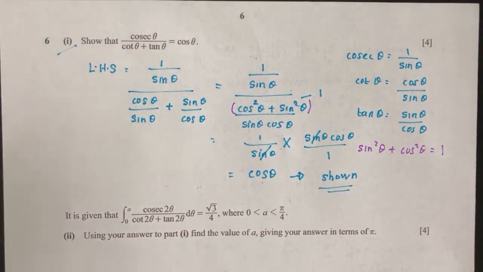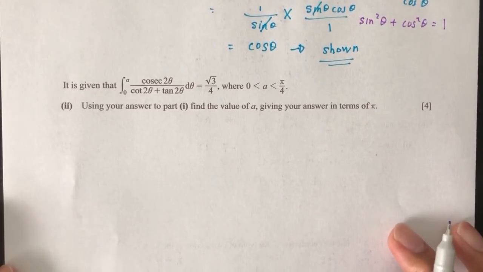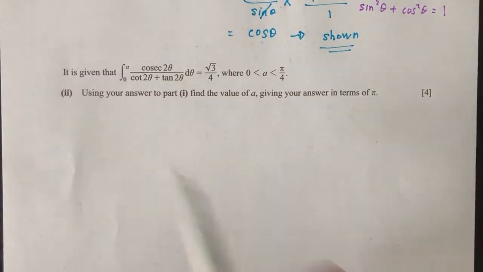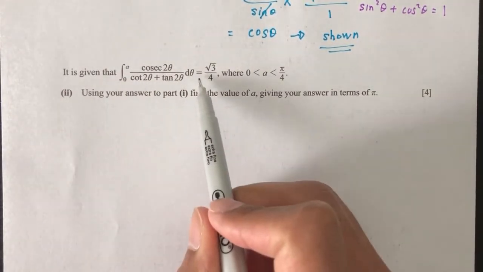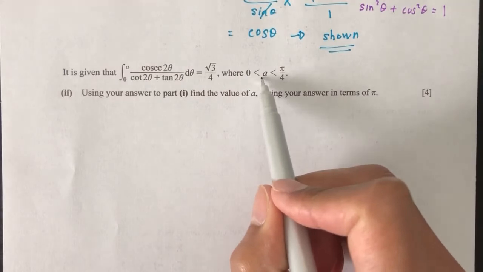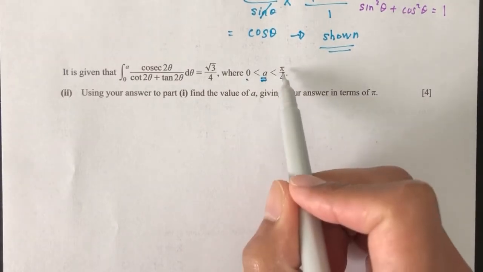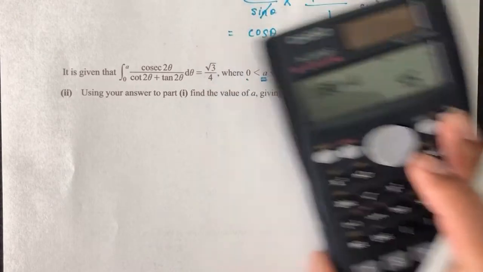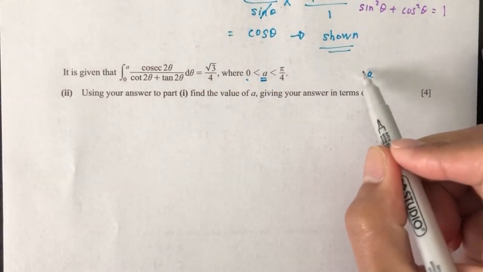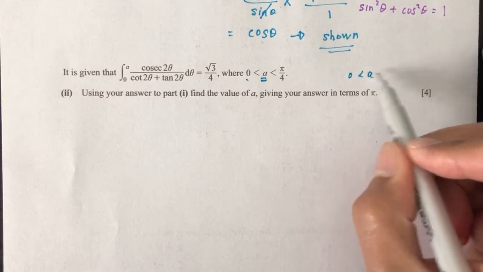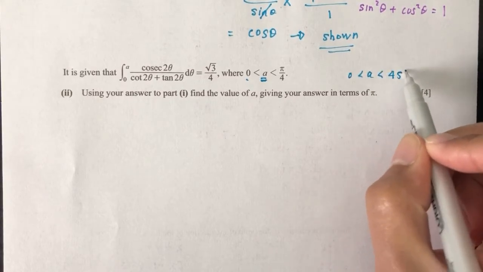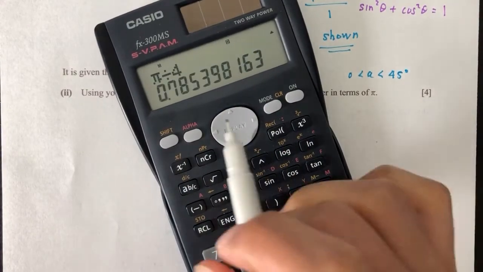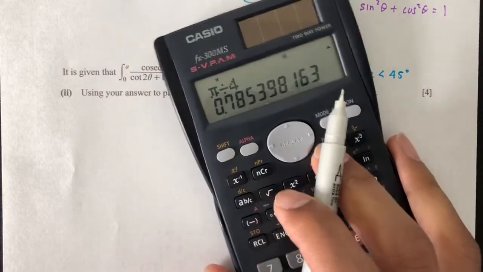That was part 1. Now moving on to part 2. It says that it is given that the integration from a to 0 of this function is equal to this. Between a, so this is very important, 0 and pi by 4. So what is pi by 4? It will be 45. So basically 0 and 45 degrees. Or you can write pi by 4 as 0.785.